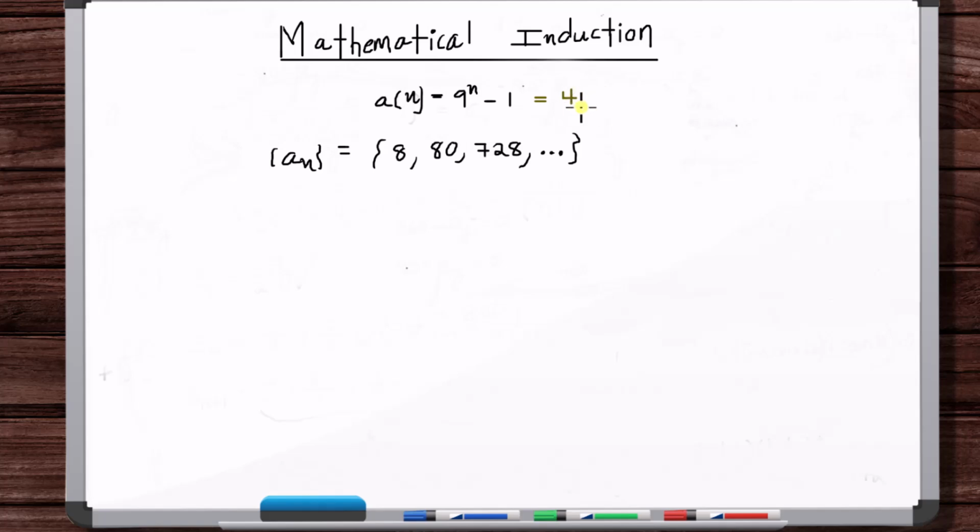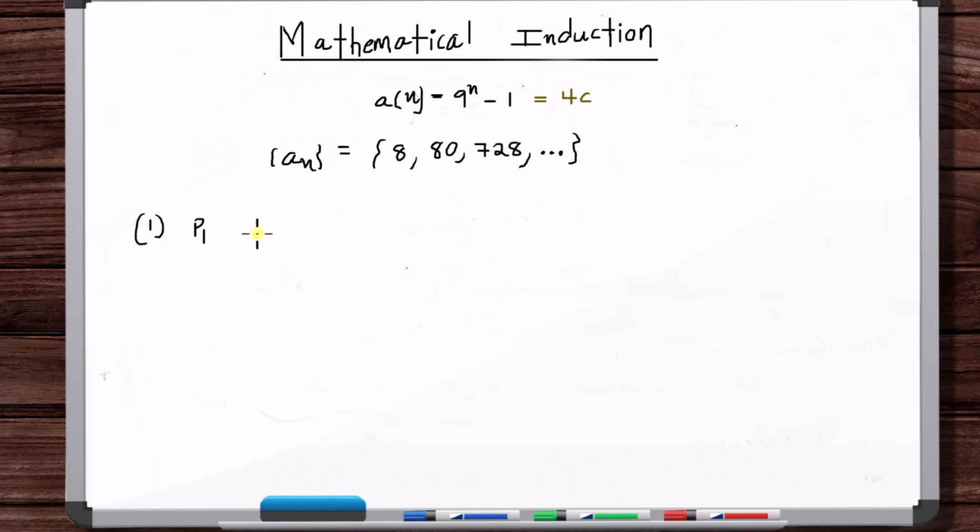Well, let's call this c. If any n you plug in is equal to 4 times some positive integer c, then the statement is true. So step 1 is, is p of 1 true? That is what we're asking here.